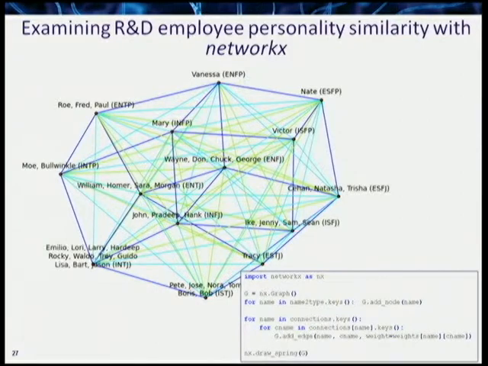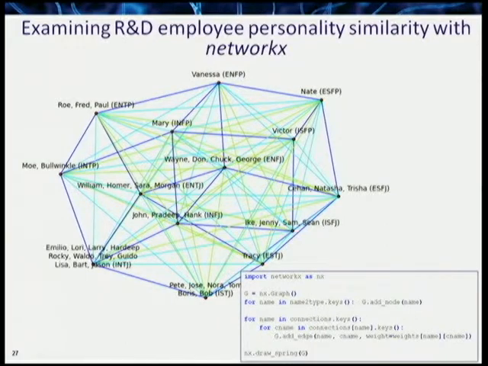And then a personal favorite. NetworkX was mentioned a lot today and yesterday, so I had to include this slide. Each of the employees in our R&D group took the Myers-Briggs type indicator. And of course, obviously, Bullwinkle and Homer don't work for Life Tech. I changed the names to protect people.